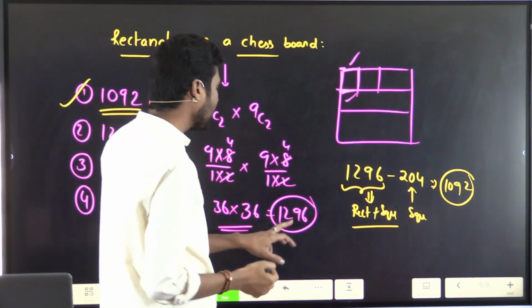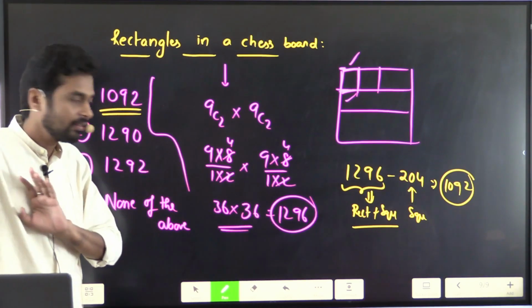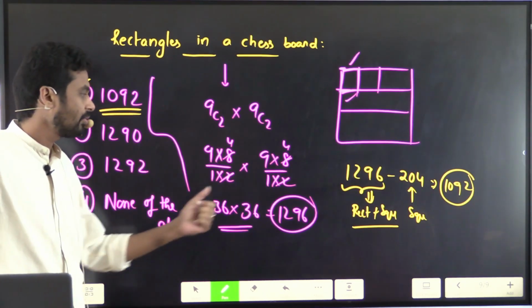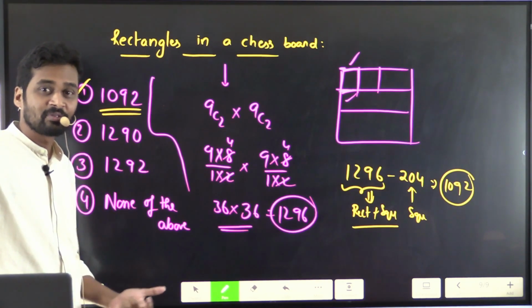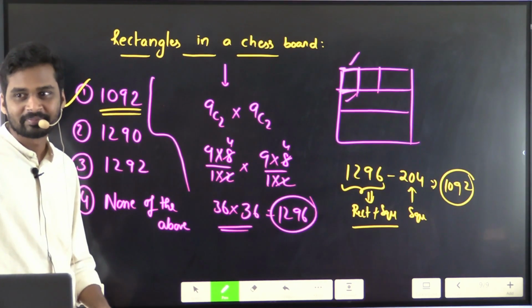Anyways, it was never asked with both 1296 and 1092 as options. We had only one option, either 1296 or 1092. Of course, I know you will ask me what if we have both options. Then you take 1296.